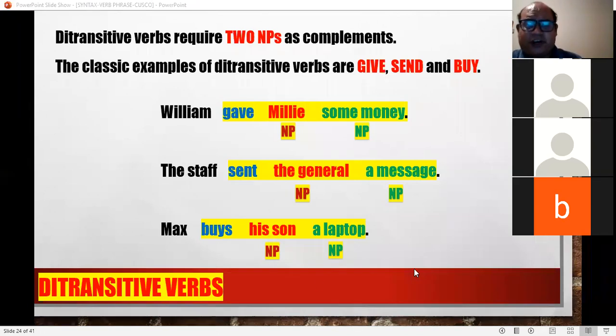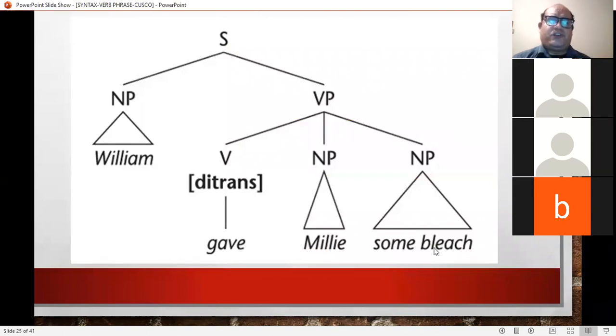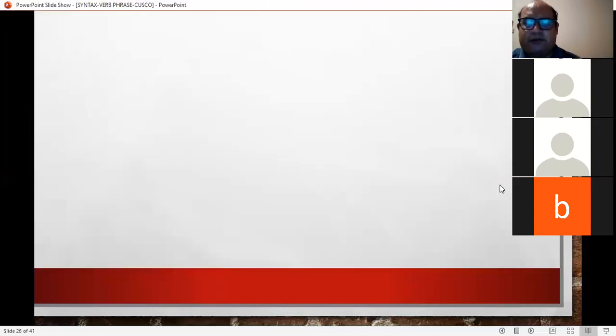All right, so here we are going to continue analyzing these sentences. This is the tree diagram. Notice here, the sentence is William gave Millie some bleach or some money. No, here says some bleach. So here you have William is the noun phrase. The verb, the transitive verb gave in past. Remember, give, it's in past gave. And then you have two noun phrases. Millie and some bleach or some money. Notice this is that tree diagram. All right?